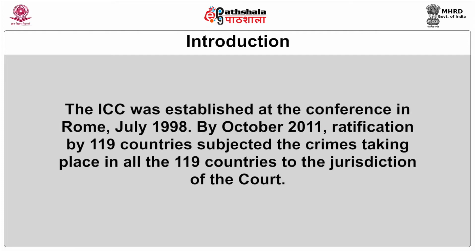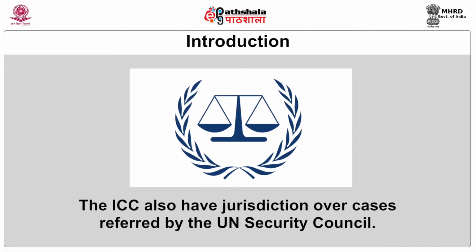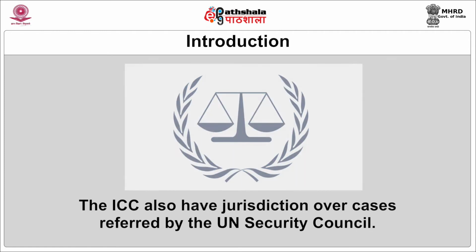In 1995, at the end of the conference in Rome, the International Criminal Court was established. In July 1998, ratification started. By October 2011, 119 countries ratified the International Criminal Court. Today, more than 119 states are parties to the court. The International Criminal Court has jurisdiction over cases referred by the United Nations Security Council. The International Criminal Court deals with cases in which national governments fail to prosecute those most responsible for egregious violations of human rights in municipal jurisdictions.